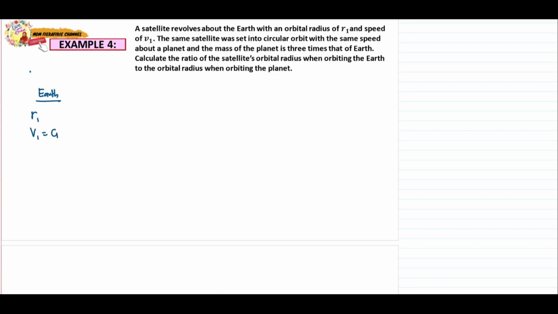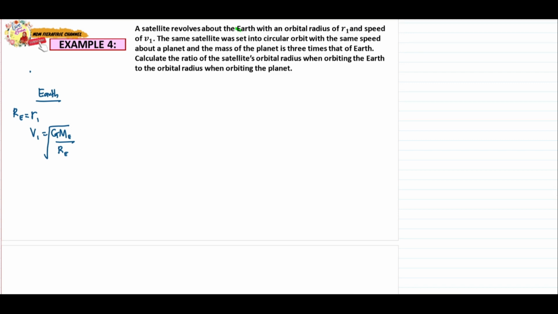And remember, the equation to find the tangential speed of the satellite is equal to square root of GM, where M is the mass of the Earth, over the radius of the Earth, which is R1. The radius of the Earth is given as R1. Then the same satellite was set into circular orbit with the same speed about a planet.